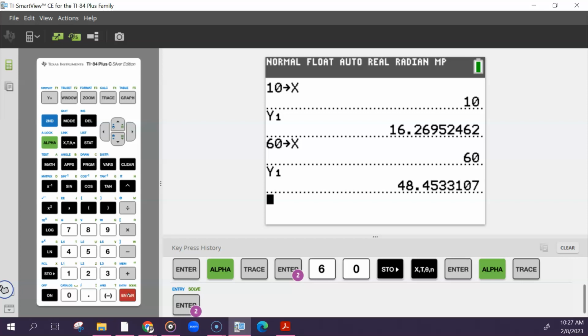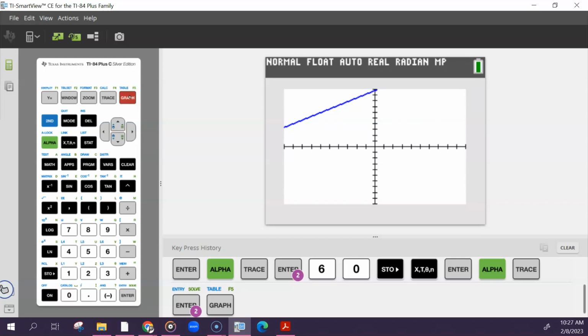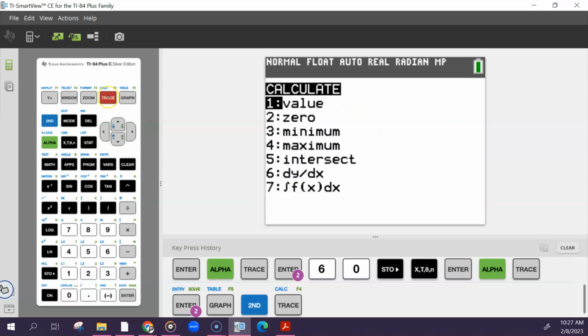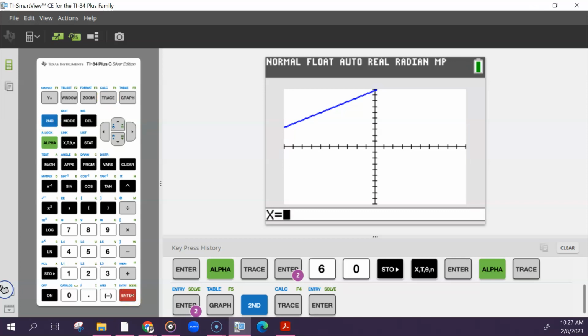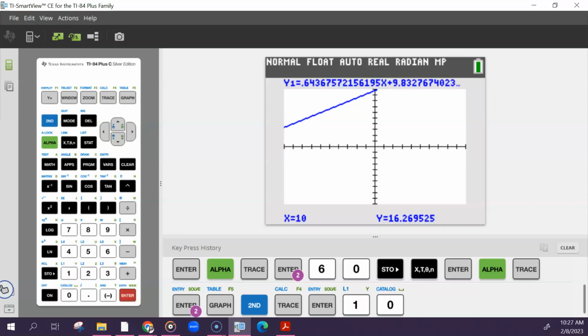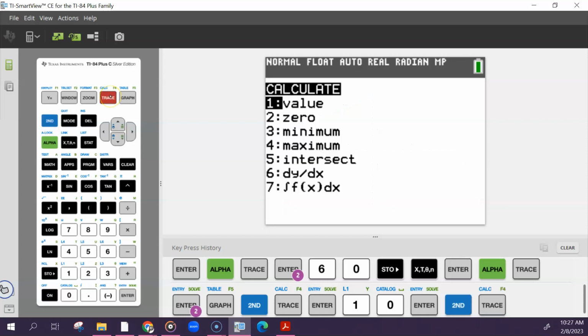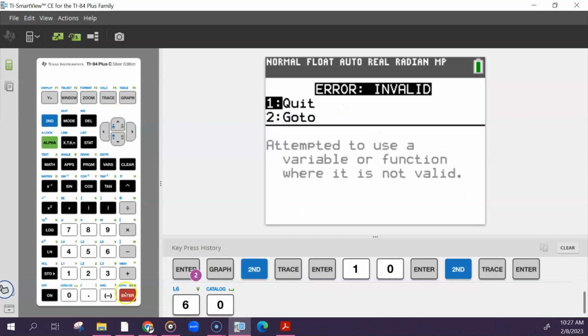So I'll do this one first. So in your graph, if you graph it and you can see it, this method will work. If you cannot see it, this method will not work unless you zoom out, play with the window. You have to play with it. All right, so if we try the first one, second trace, and then we're going into value. The first question asks about when x is 10, and it would give you that answer. Second one, you could try to do the same thing. Second trace, go into value, but when you type in 60, it won't work because 60 is not in that window. You'd have to change the window or change your settings.